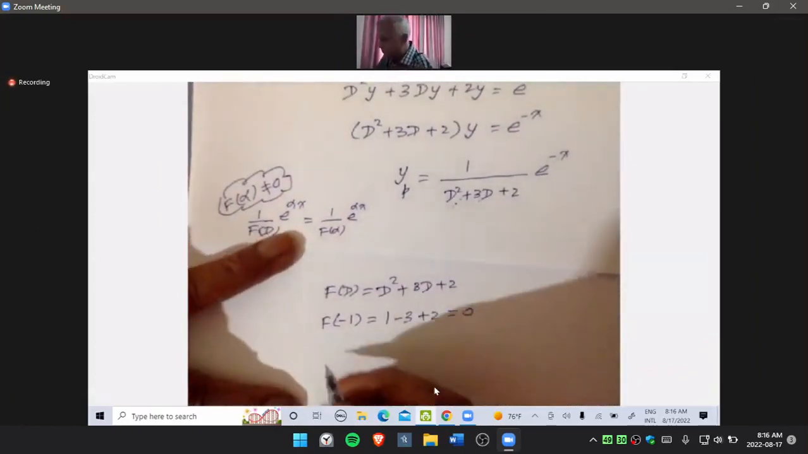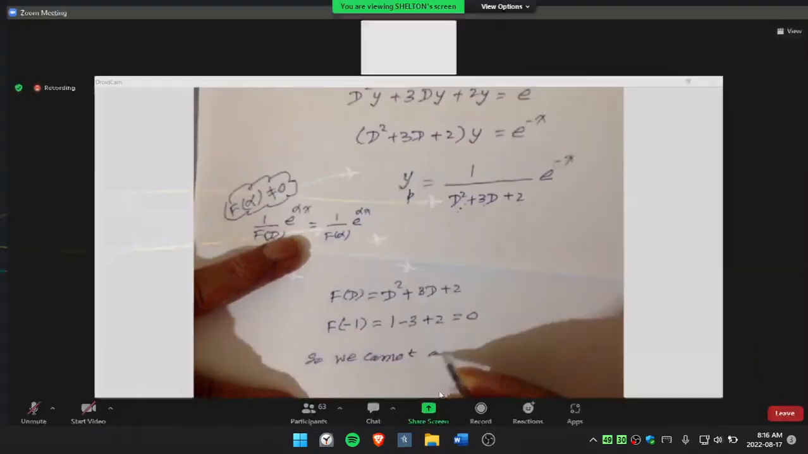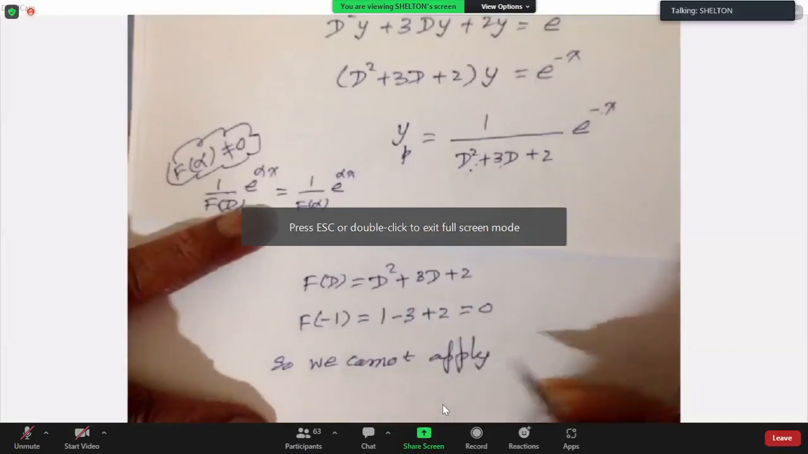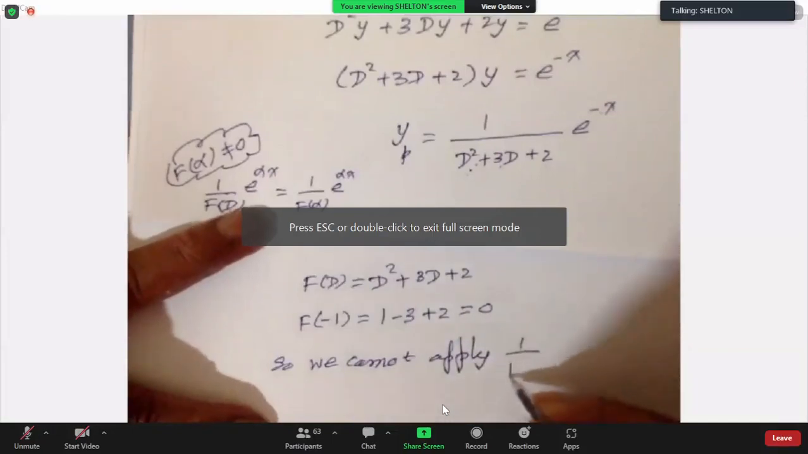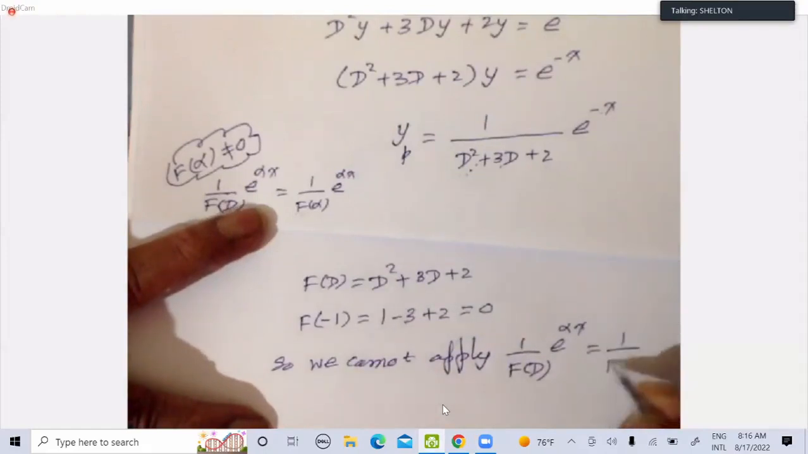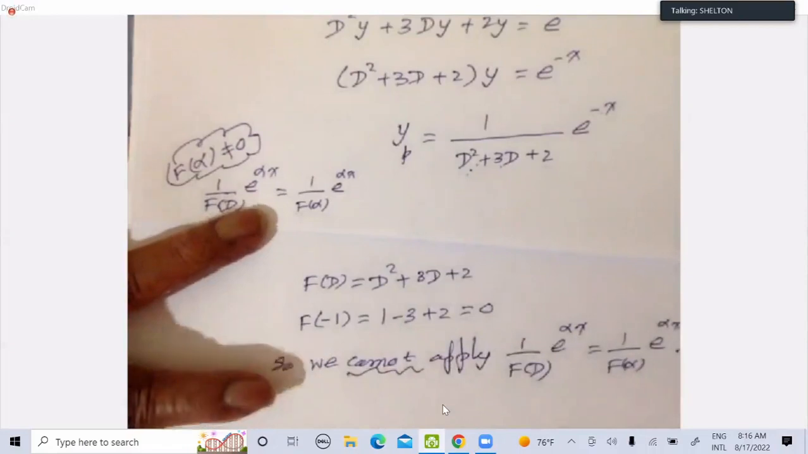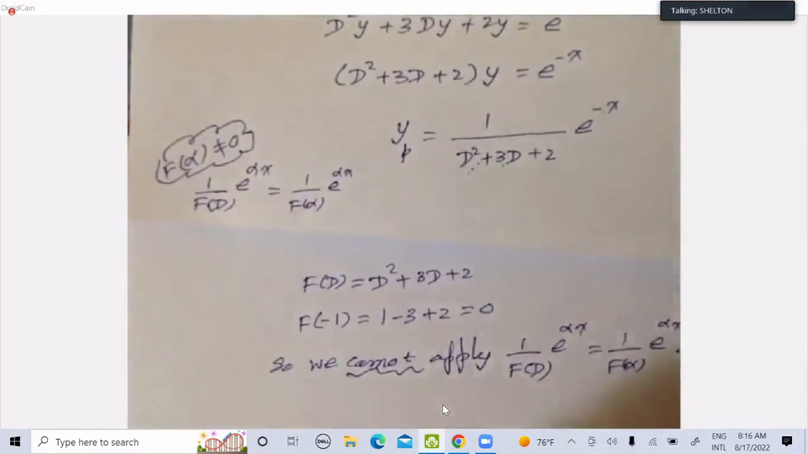So we cannot apply 1 over f of D e to the alpha x equals 1 over f alpha e to the alpha x. We cannot apply this to find the particular solution. So how do we do it in such cases?